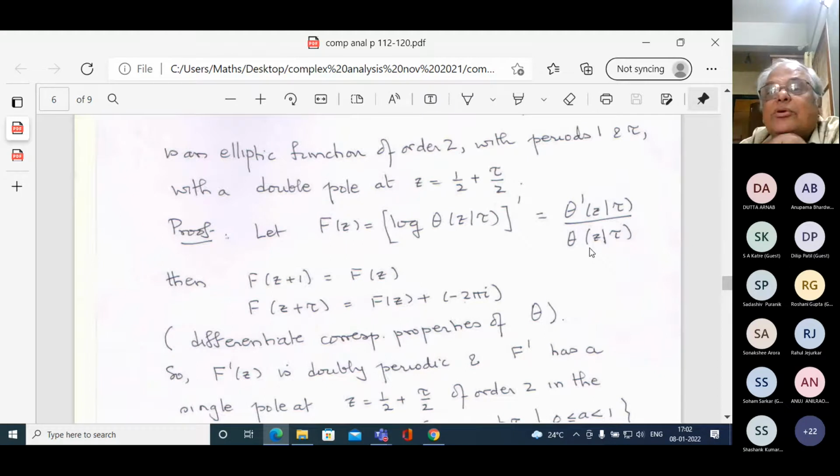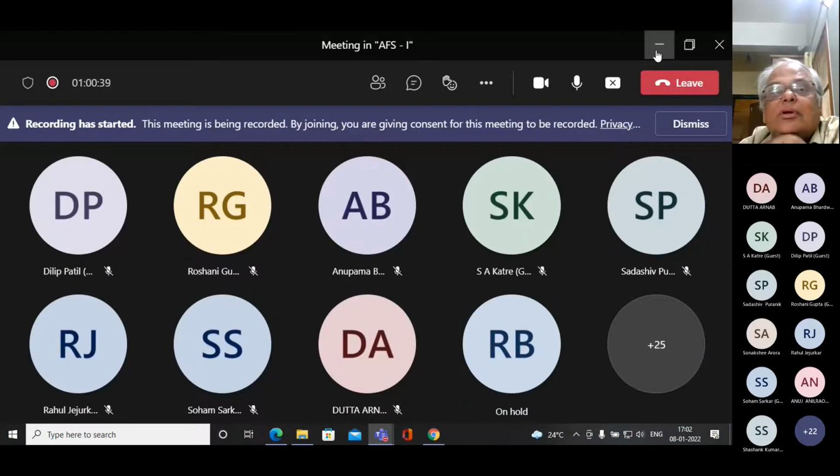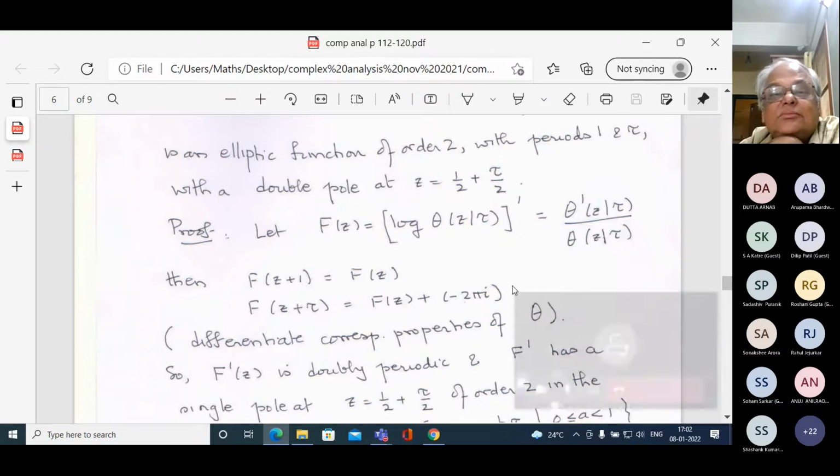The internet is not off. Seems to be working. You can see the screen, can't you? Yes, we see.